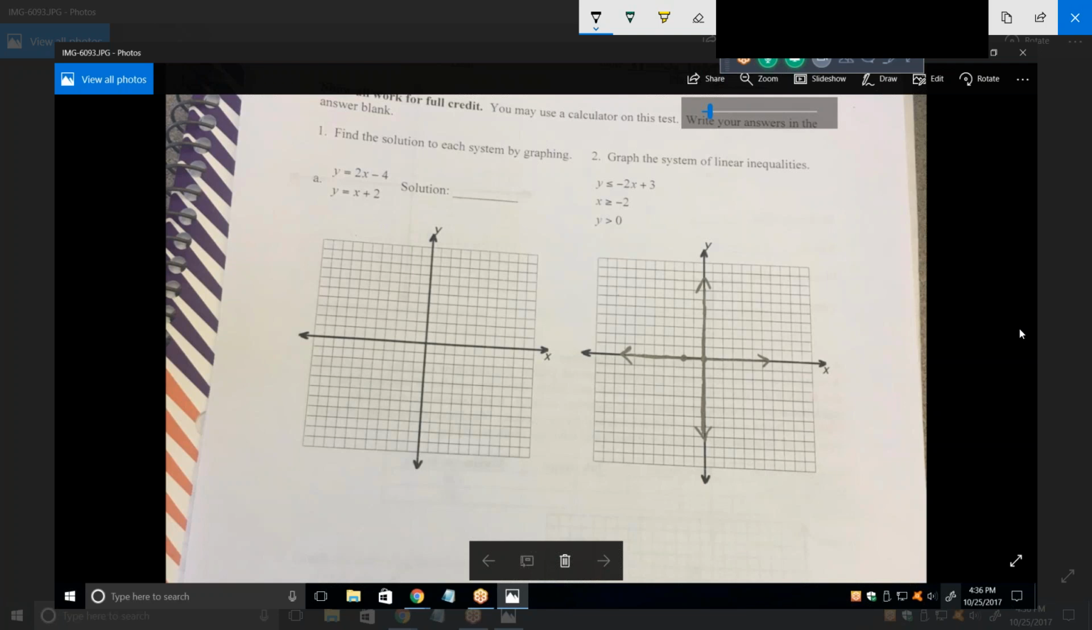So how would I graph the first line? Y equals 2x minus 4. Would you go to -4 and then go up 2, right 1? And just to get a little bit more points there. Okay, so that's that line.